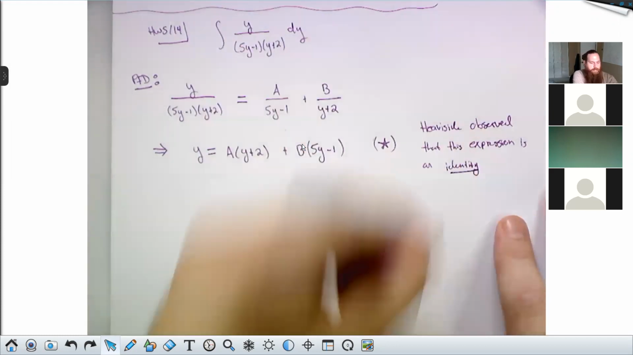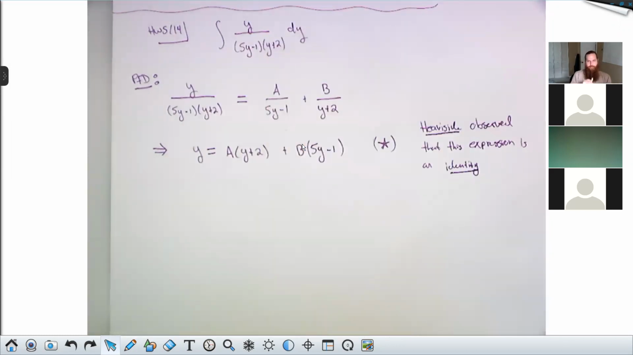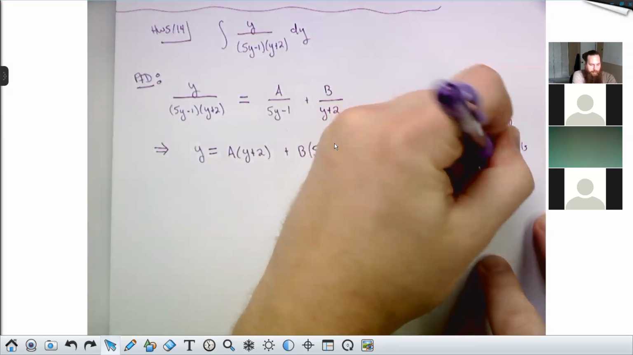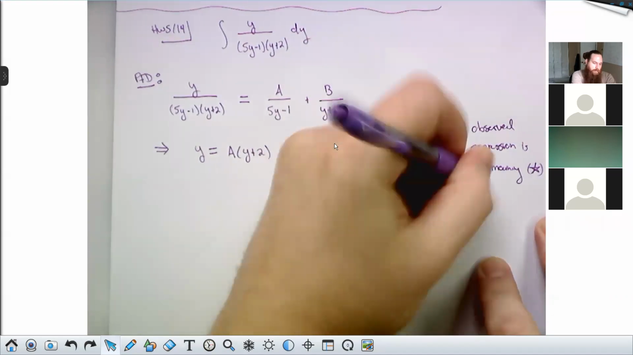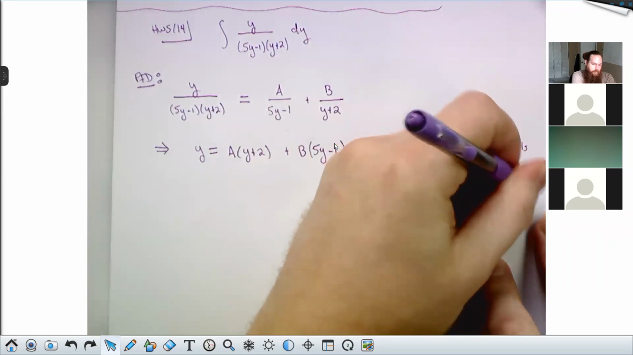So vocab time, does anybody remember the difference between an equation and an identity? Like sine squared x plus cos squared x equals 1, that's an identity. What's the difference between an identity and an equation? Equations have solutions. Not every number solves an equation, right? Like x squared equals 5 has 2 solutions, just 2. It's plus minus the square root of 5. An identity is true for every value of the variable. Meaning star is true for any y value we can plug in.